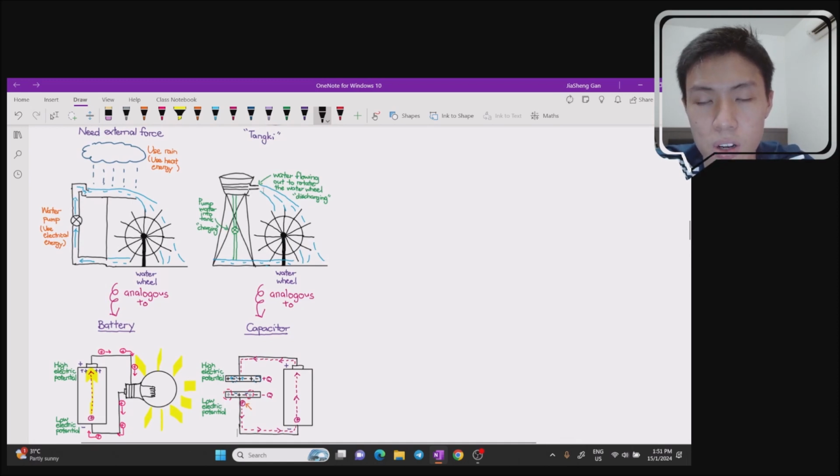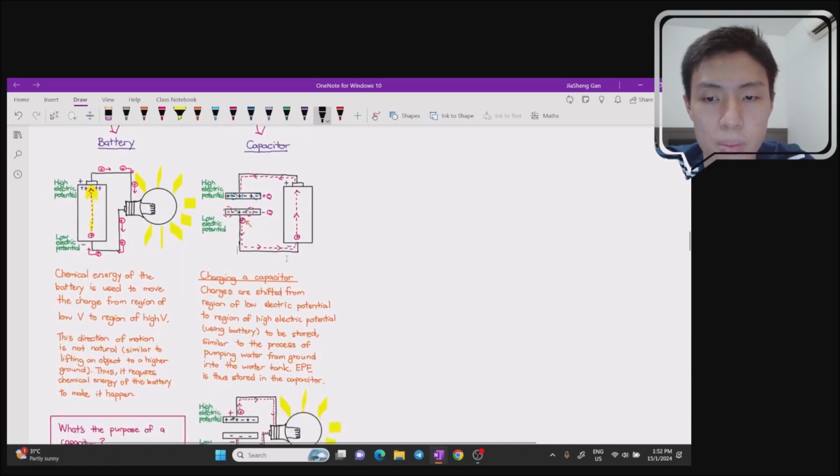This water possesses a lot of gravitational potential energy. It passes the gravitational potential energy to the water wheel by changing it into kinetic energy. Then the energy can be used to do useful work, but the water that comes out from the water wheel no longer has that amount of gravitational potential energy. So same idea over here.